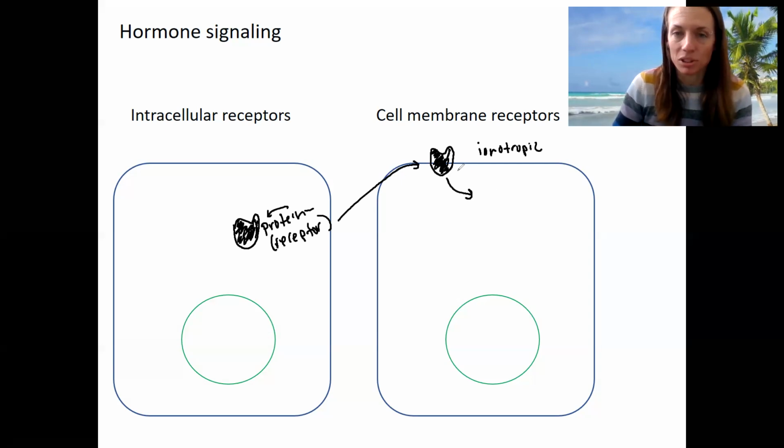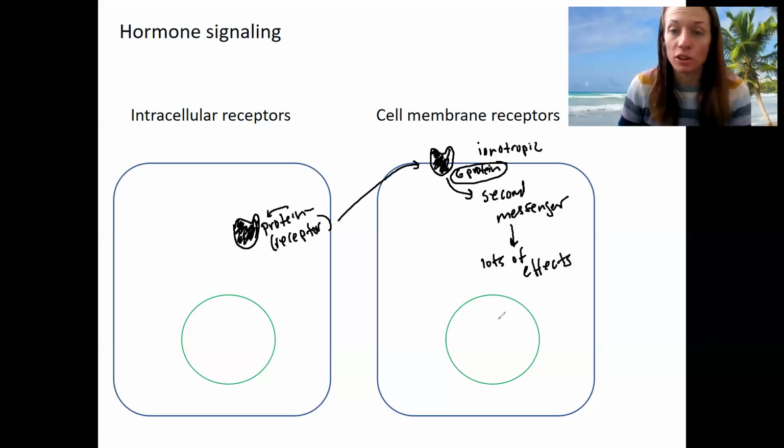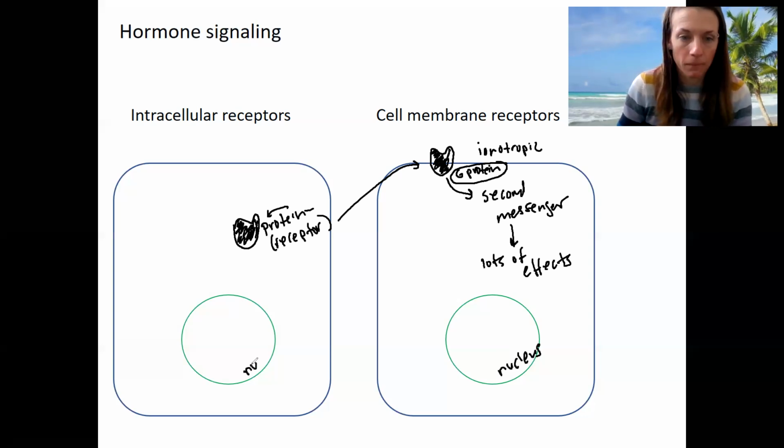G protein coupled. Here's a G protein that is coupled or linked to this cell membrane receptor. It's going to start a signal cascade. A second messenger will be signaled, and that's going to have lots of effects. Could open ion channels, activate other enzymes, could alter gene expression. So this here is our nucleus. Hope that was obvious. This is inside the cell, outside the cell. So that's what happens with cell membrane receptors.